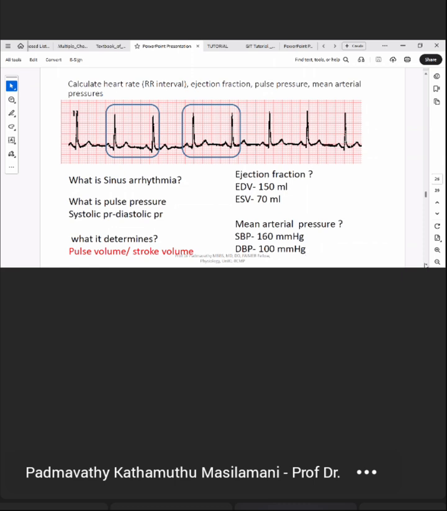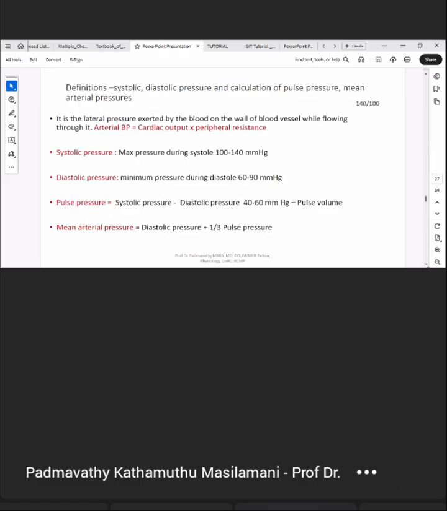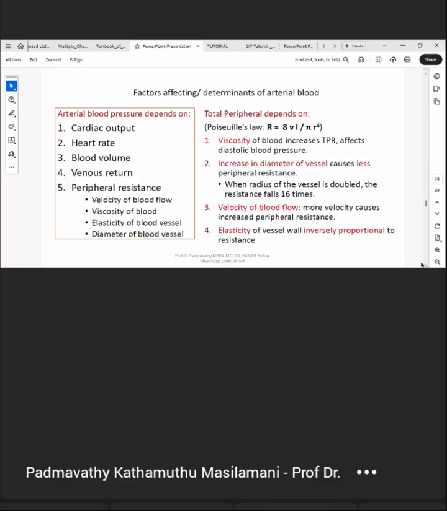The mean arterial pressure is in millimeters of mercury. Pulse pressure, the difference, is also in millimeters of mercury. Heart rate is in beats per minute. These are the units you should not forget. Ejection fraction is in percentage. These are the simple things you have to remember. This is the formula: diastolic pressure plus 1/3 of pulse pressure. The pulse pressure indicates the pulse volume, or the stroke volume. So these are the determinants of the systolic and diastolic pressure.